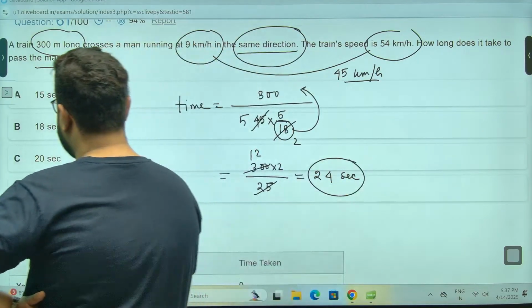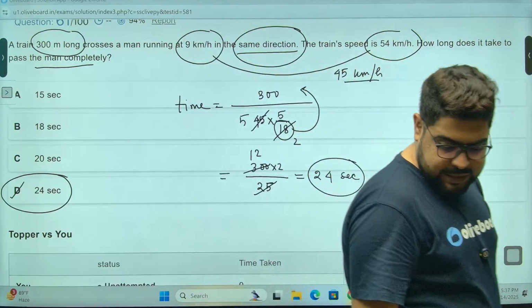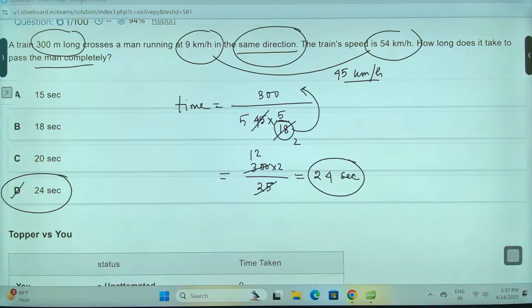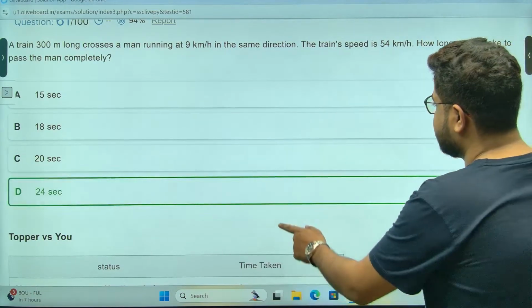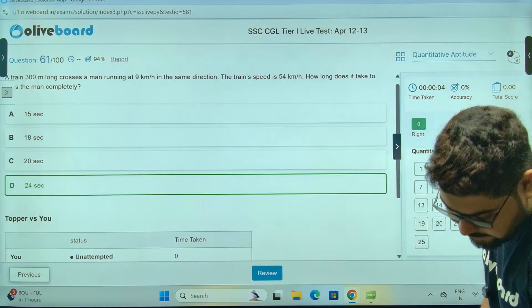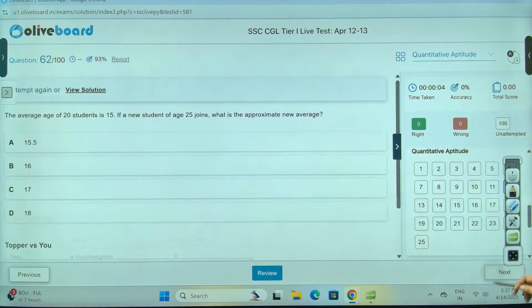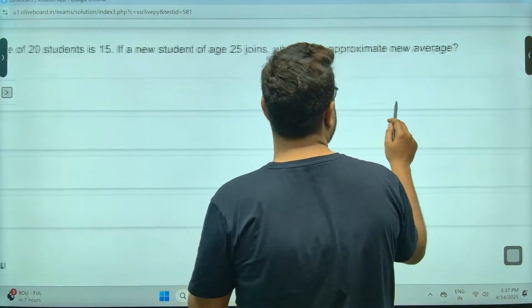24 seconds will be the correct answer. Option D, sir. Sumer, not 20, brother, but 24. Clear? Yes, Ravi, D is most definitely the correct answer.